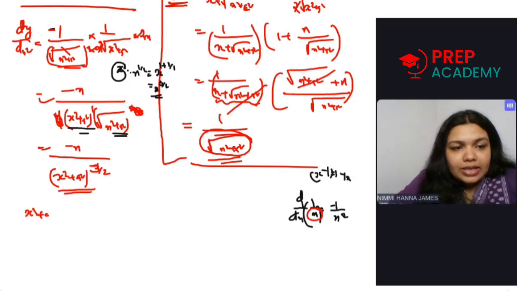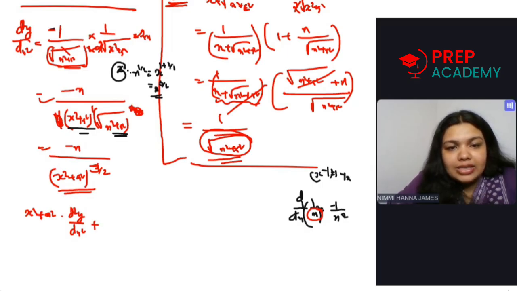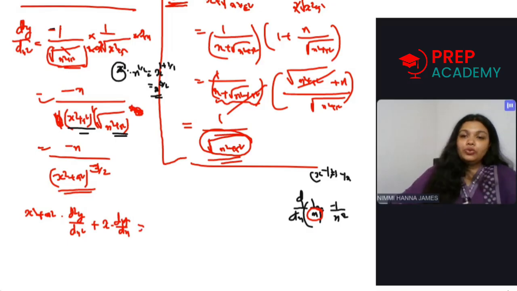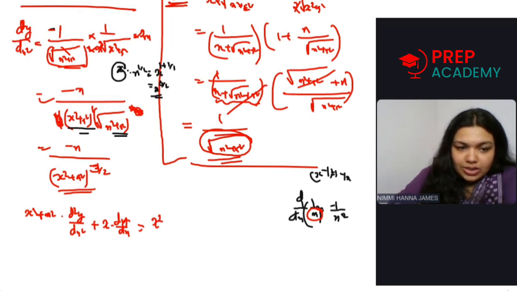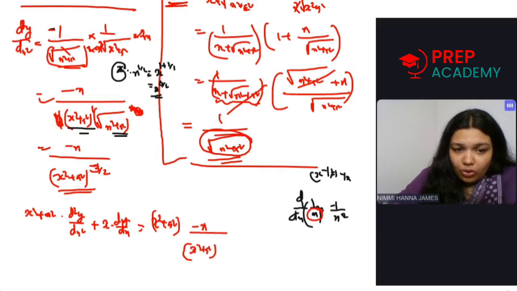x square plus a square into d square y by dx square plus x into dy by dx. We want to prove that this is equal to 0. Now we have dy by dx and d square y by dx square. So I am going to do that. So x square plus a square into minus x by x square plus a square the whole raised to 3 by 2 plus x into 1 by root of x square plus a square.